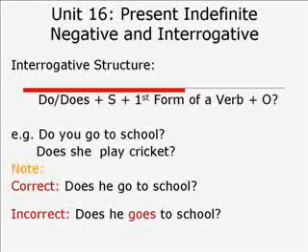So note the correct and incorrect thing. Correct is does he go to school? Here you can see that we have not added s or es. The incorrect form is does he goes to school. So you cannot say does he goes to school because you are already using does, so you are not allowed to add s or es with go, the verb's first form.